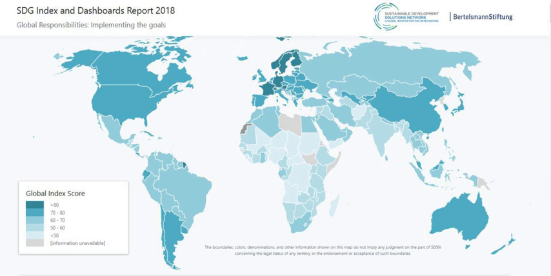Another core feature of the SDGs is their focus on means of implementation, or the mobilization of financial resources, along with capacity building and technology.